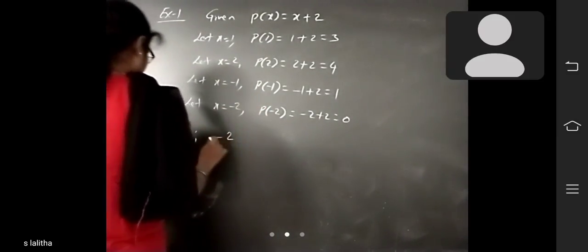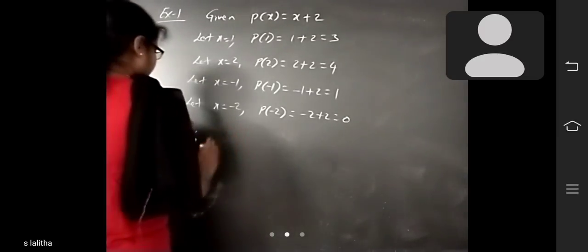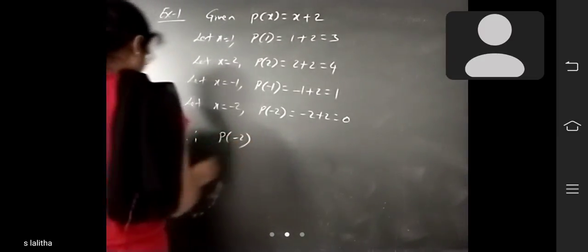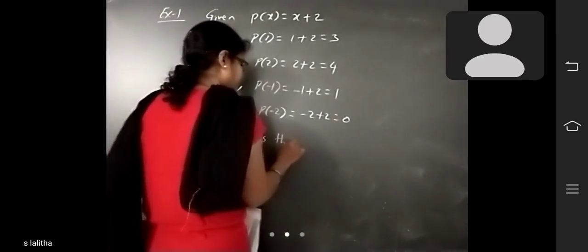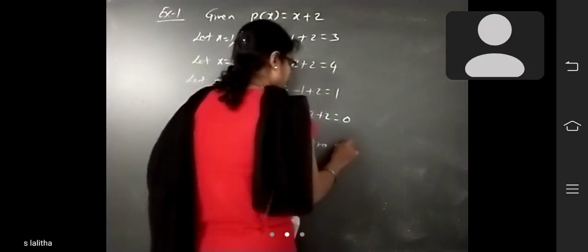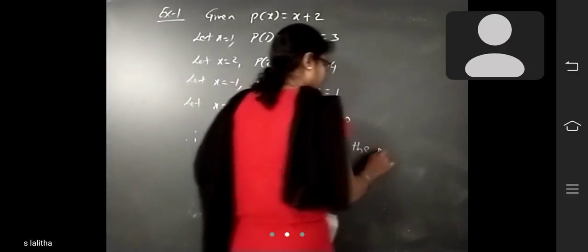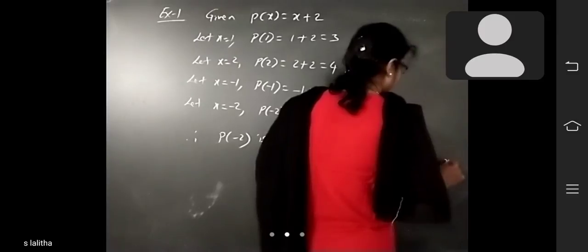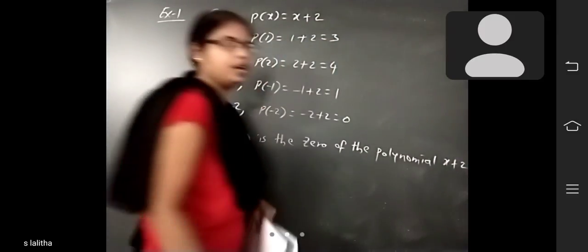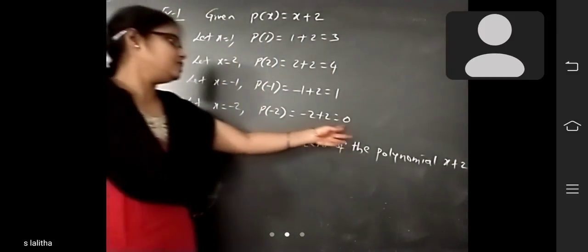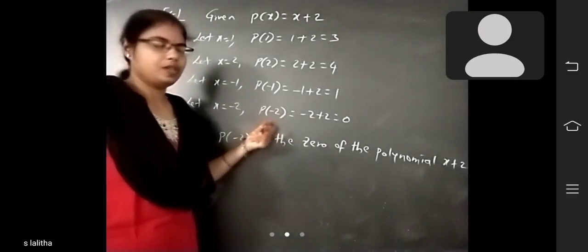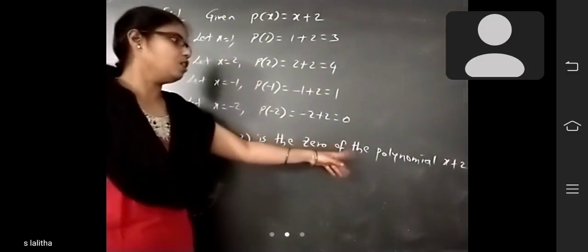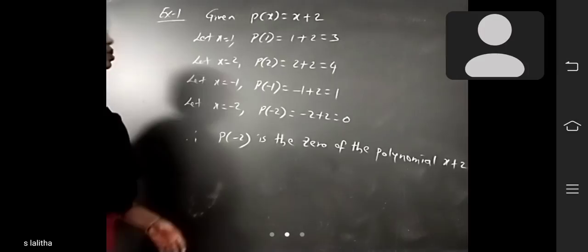Therefore minus 2 is the 0 of the polynomial x plus 2. Okay. So we get 0 here at minus 2. So minus 2 is the 0 of the polynomial x plus 2.